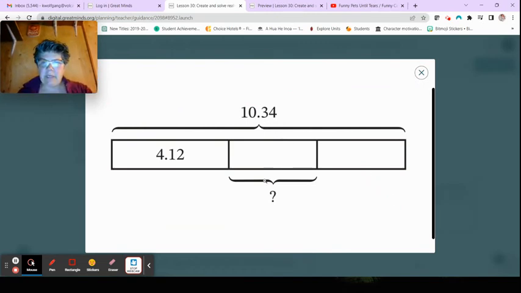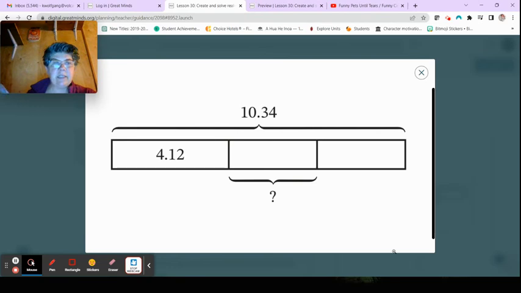I notice that the unknown is this section here. That 10 34 hundredths is our total amount for the whole thing. And one part is 4 12 hundredths. And then this part over here, maybe these two are related. Okay, so we could come up with a word problem to go with that. Are you thinking of one already? All right, let's see what examples we have in the book.